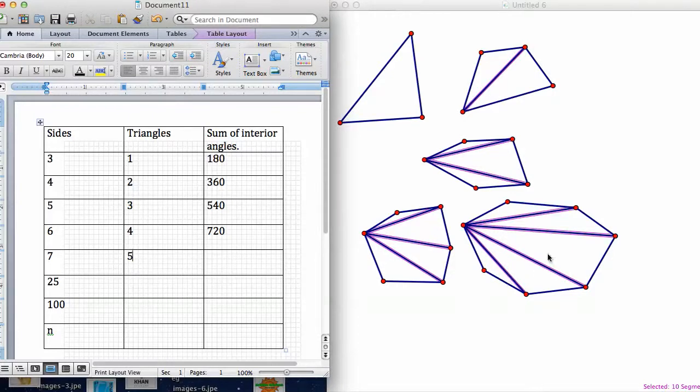You can count them. And each triangle has 180, so that will give me even 900. Now, here's the deal. What if I were to make a very, very large figure that had 25 sides? How many triangles would be embedded in a 25-sided figure? Now, what I want you to do is use inductive reasoning and look at how do I get to the next column? All right, what is the pattern?